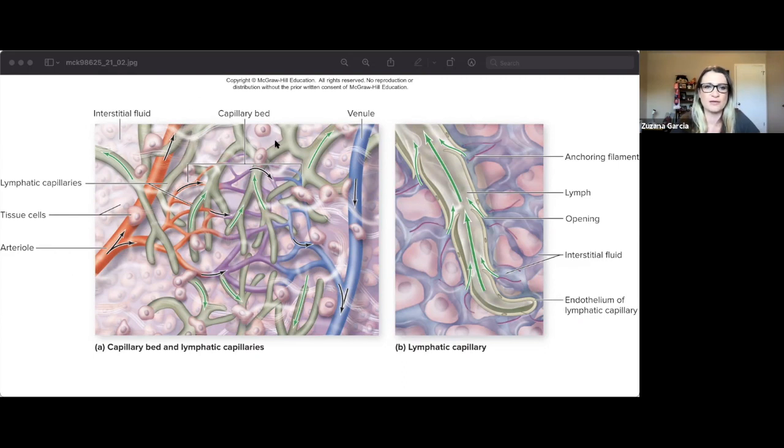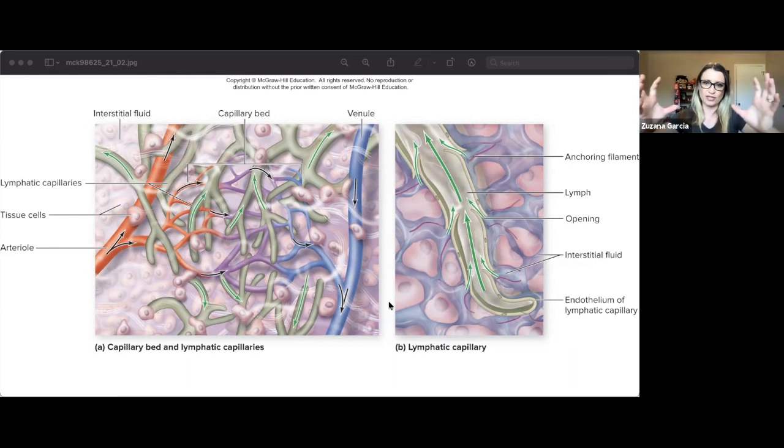Let's keep talking about the lymphatic capillaries. We said that they're blind-ended, which is structurally different from the blood capillaries. There are some other differences too. The cell arrangement in the lymphatic capillaries is overlapping. You can see on this image, in part B, looking at just a single capillary, that the cells are not next to each other but overlapping.